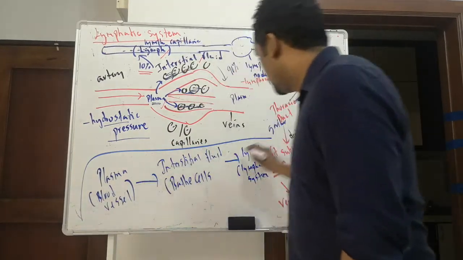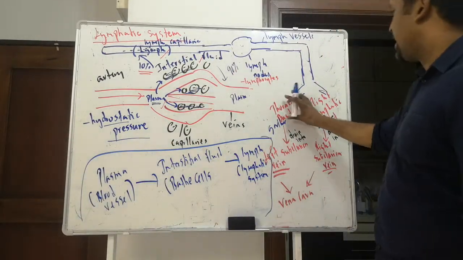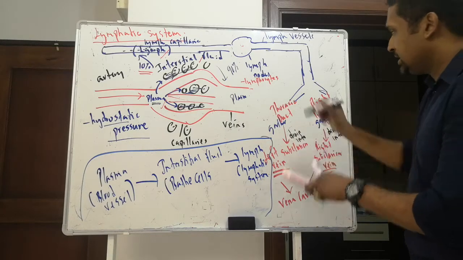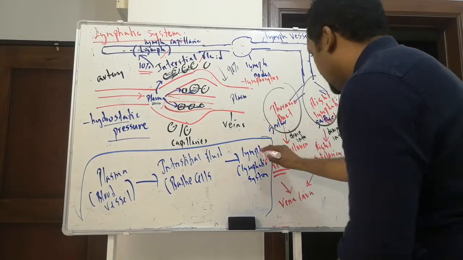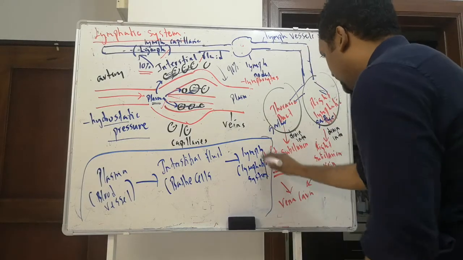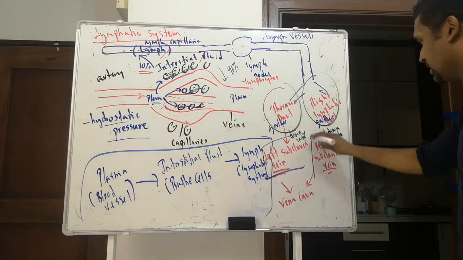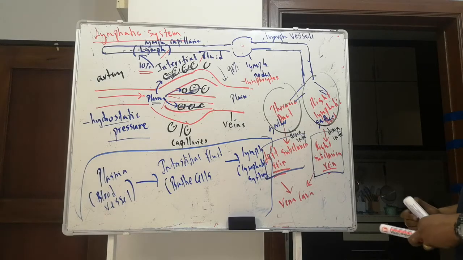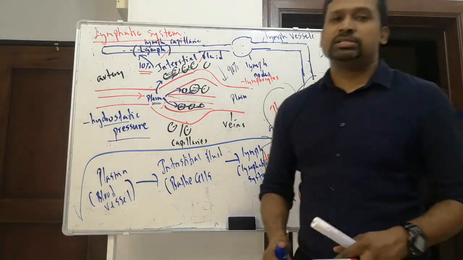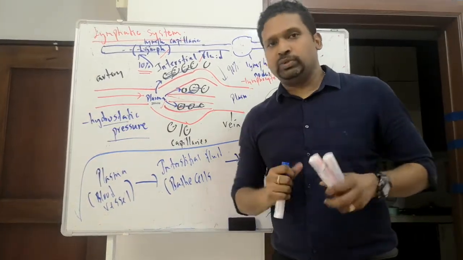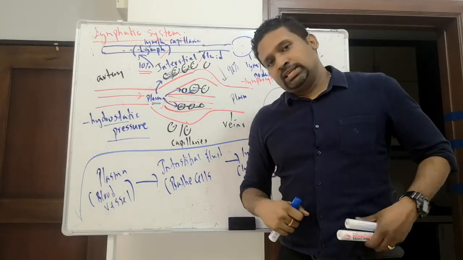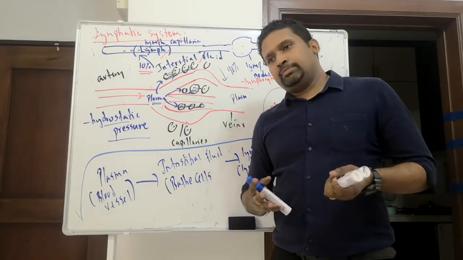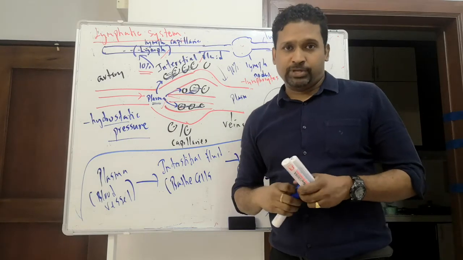So then don't forget the two places where it gathers. Here it gathers, and from here it drains back into the left subclavian vein and the right subclavian vein. Okay, hopefully this helps you a bit first. Start off with that first, the lymphatic system. We continue and finish up with this lymphatic system before we go to the next chapter.